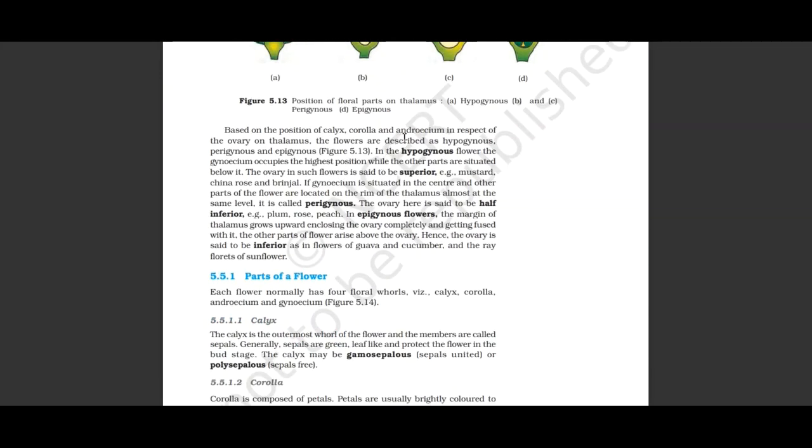Based on the position of calyx, corolla, and androecium in respect of the ovary on the thalamus, the flowers are described as hypogynous, perigynous, and epigynous. Figure 5.13 represents this type of arrangement. In the hypogynous flowers, the gynoecium occupies the highest position, while the other parts are situated below it. The ovary in such flowers is said to be superior. Examples are mustard, china rose, brinjal.